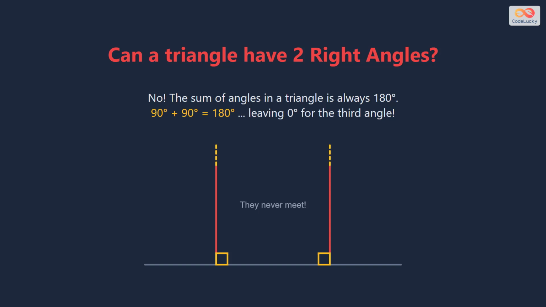You might wonder, can a triangle have two right angles or two obtuse angles? The answer is no. Since the sum of all angles in a triangle must equal 180 degrees, having two 90-degree angles would already take up the entire sum, leaving 0 degrees for the third angle, which is impossible.